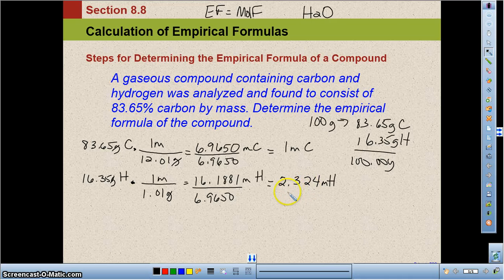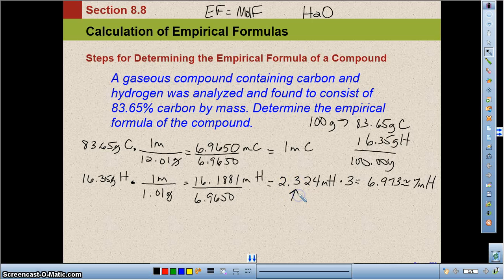So what you have to ask yourself is, okay, what number can I multiply this number by to get a whole number? When you have 2.3, generally multiplying by 3 is going to get you a whole number. When we do this, it's going to be 6.973, which is right at 7 moles of hydrogen. The reason we did this is because we're trying to come up with the lowest whole number ratio. And we can't do that without having a whole number here.